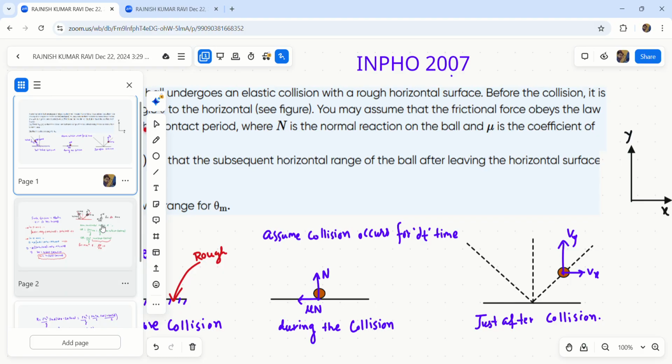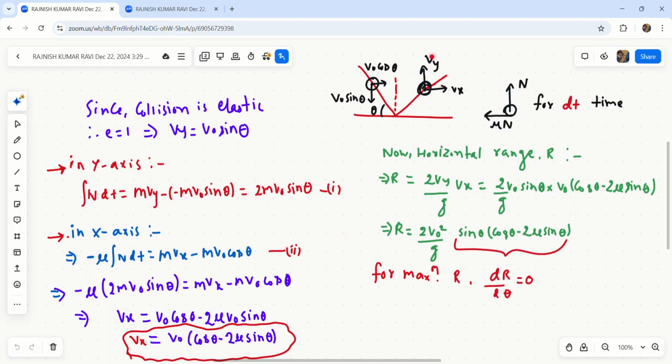This is the situation. Initially it is moving with these velocities, and after the collision the ball is moving with vx and vy. Since the collision is elastic, the coefficient of restitution will be 1. So the velocity of separation, that is vy, will be equal to v0 sin theta, the velocity of approach. So vy will be v0 sin theta.